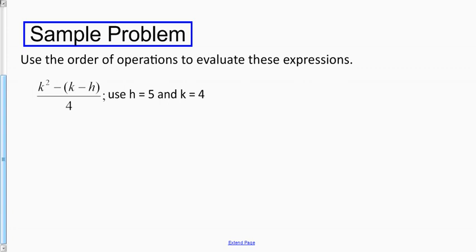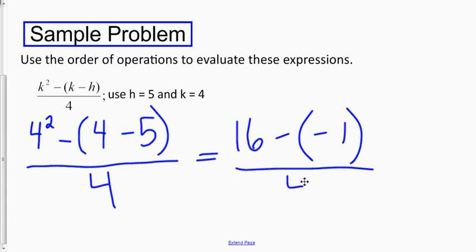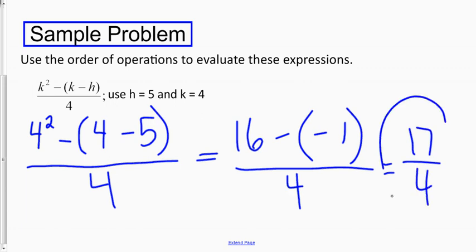First thing I'm going to do is substitute for my variable. So k squared is 4 squared minus 4 minus 5, and all of that's over 4. I'm going to follow the order of operations. 4 squared is 16, minus 4 minus 5 is -1, over 4. 16 minus -1 is the same thing as 16 plus 1, so I got 17 over 4, and that's my final answer.